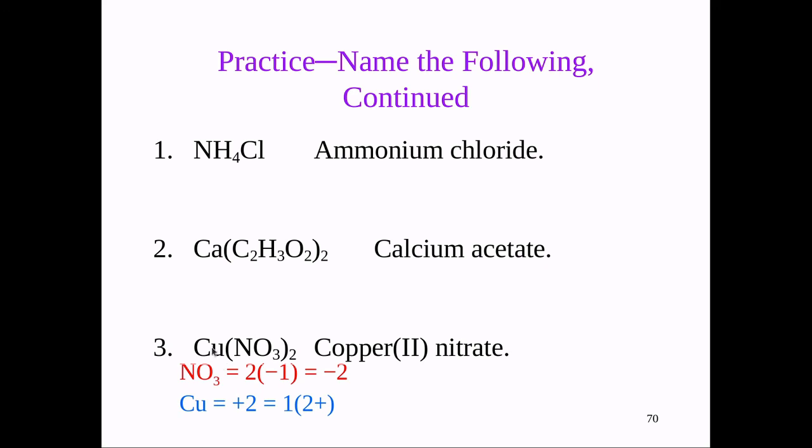In the final one, we had copper, which is one of our type 2 where we do not know its charge. So we have to find it from the context here. We have nitrate, which is -1. We have 2 of them. So that means that our copper had to take on a +2 state. We name it copper(II) nitrate.